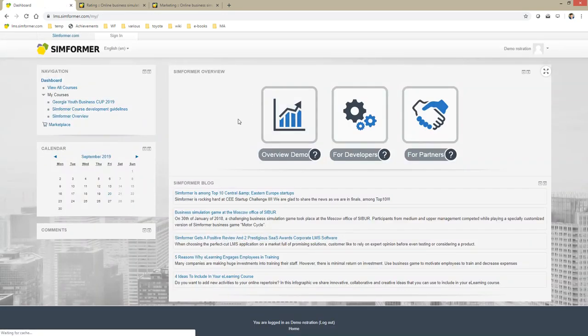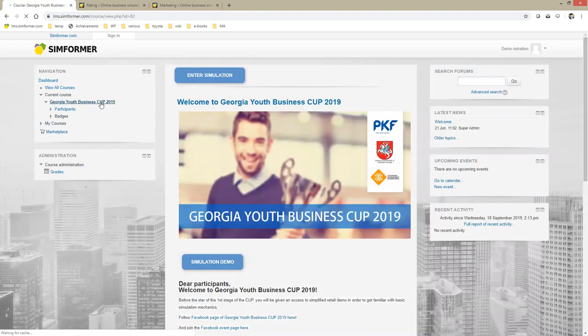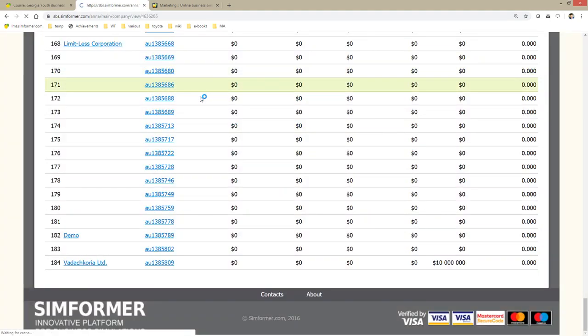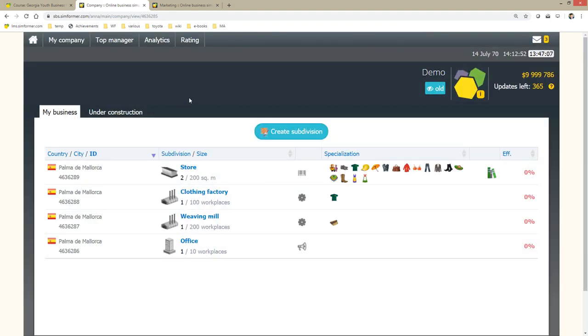As we log in and jump into the SimFormer LMS, this is where we are going to be working with our game, specifically Georgia Youth Business Cup 2019. To access it, you have to click on it and then naturally click on Enter Simulation. As you enter the simulation, you gain access to your company. For those who are new, you will have to type in the name of your company, and then start the training, and you will end up in the following view. This is the main view of your business, the company that you will receive and have to manage.